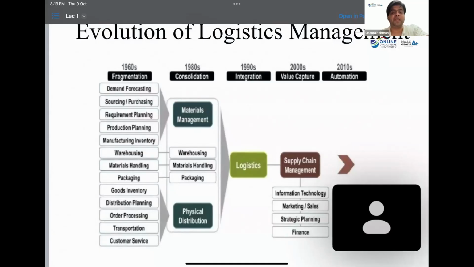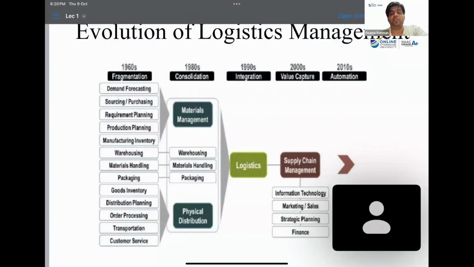Then came the value culture. The term supply chain management became very popular in the value culture, and logistics expanded beyond companies' boundaries to include suppliers, manufacturers, distributors, and customers. Use of ERP systems, enterprise resource planning, for data sharing and coordination. It focuses on partnership, outsourcing like 3PL or 4PL, and global sourcing. So the goal was to improve overall supply chain efficiency and responsiveness.